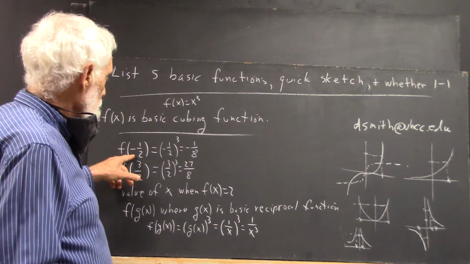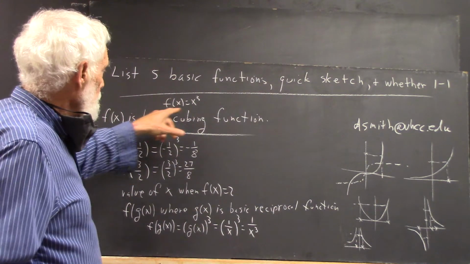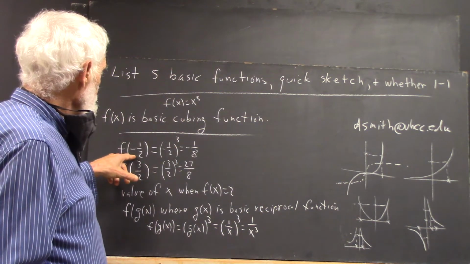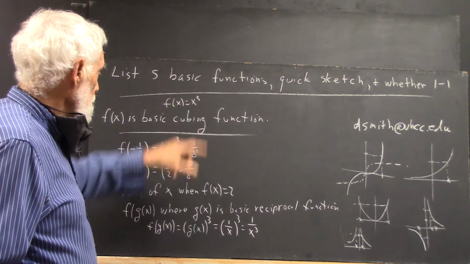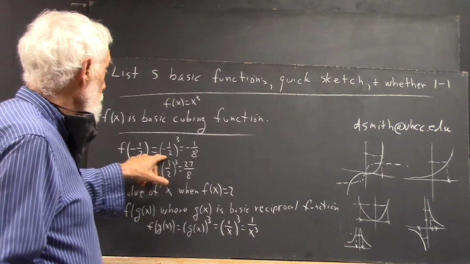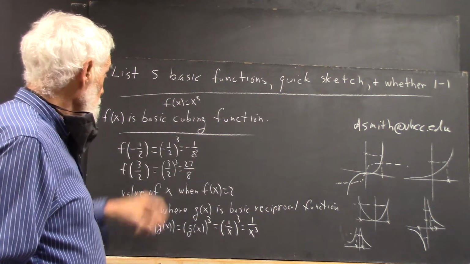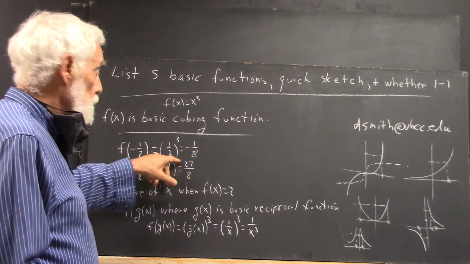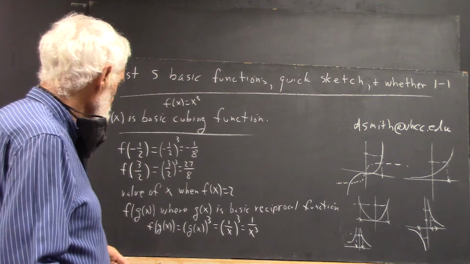But f of negative 1/2 equals what? Well, f of x equals x cubed for the basic cubing function. F of negative 1/2, you replace x by negative 1/2, you get negative 1/2 cubed, and that gives you negative 1/8. F of 3/2 will be 3/2 cubed, which is 27/8, just do the arithmetic.